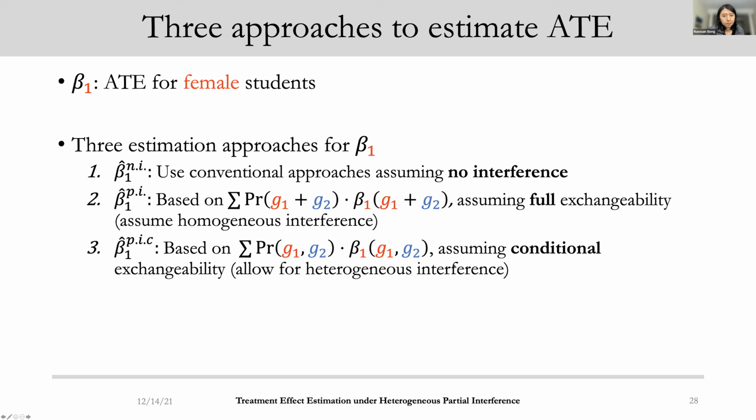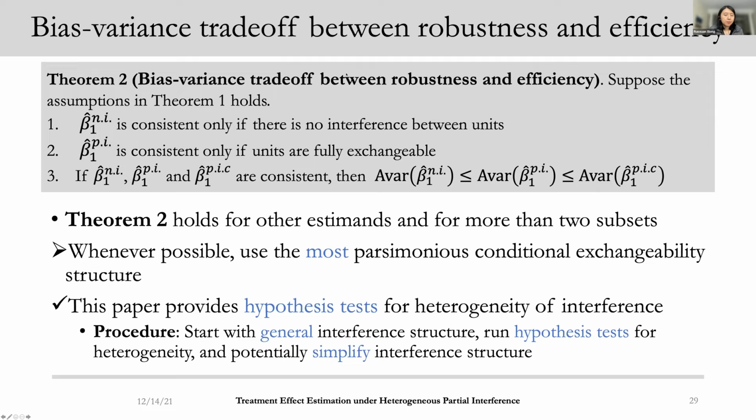For these three estimation approaches, in our paper, we formally show the bias-variance trade-off. The first approach is consistent only if there's no interference. The second approach is consistent if there's no interference or there is partial interference, but units are fully exchangeable. The third one is the most general one.